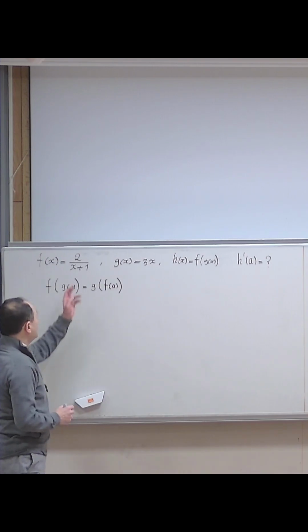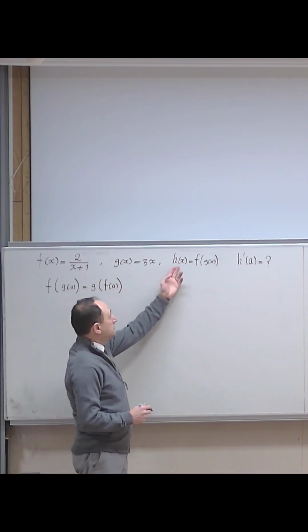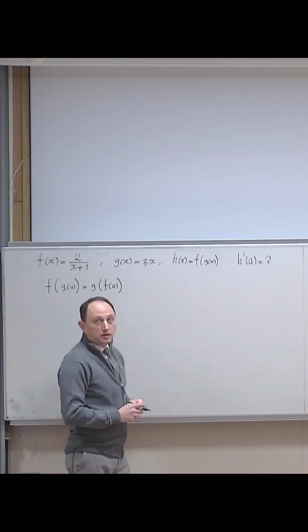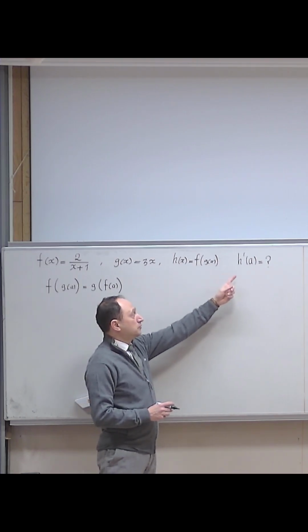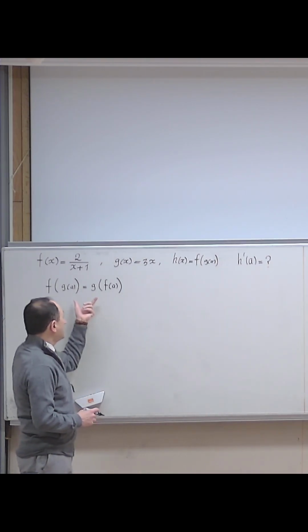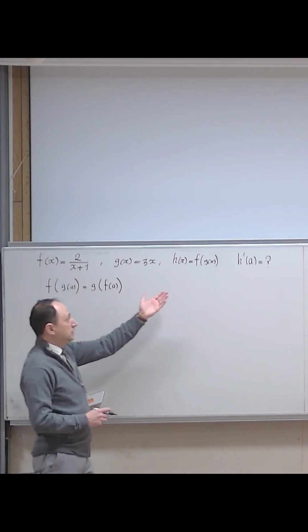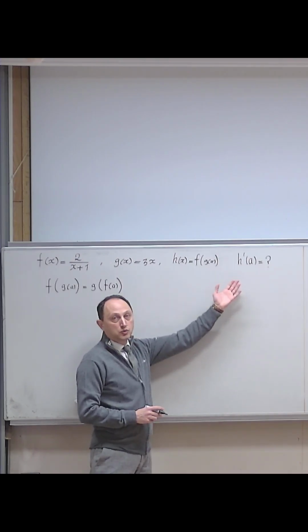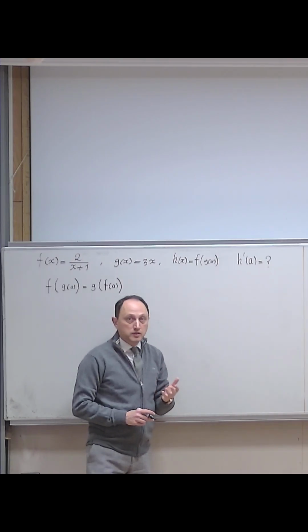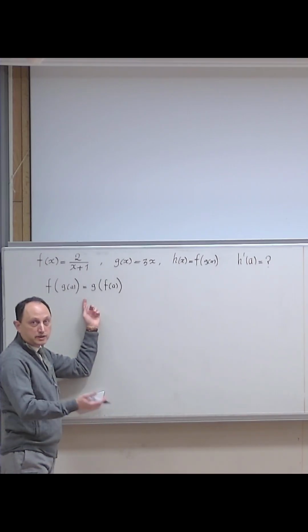Okay, so two functions f and g are given, and h of x is defined to be f of g of x, and we're supposed to calculate h prime of a. But a is the number for which this equality holds. So first of all, if I want to calculate h prime of a, I need to know what a is. This motivates me to start from here and use this equality to find a.